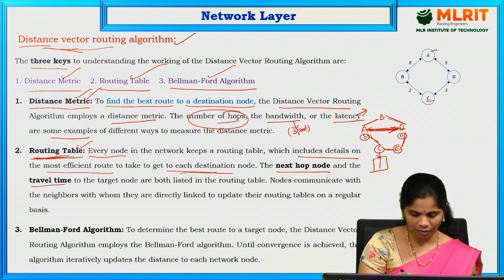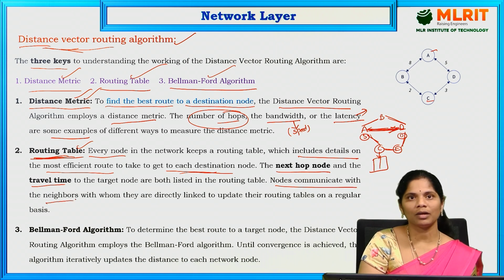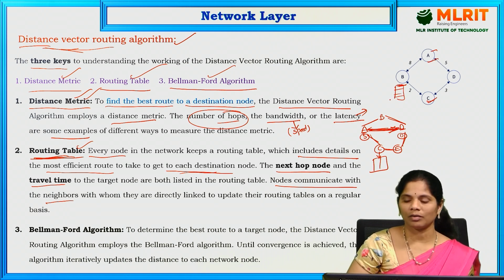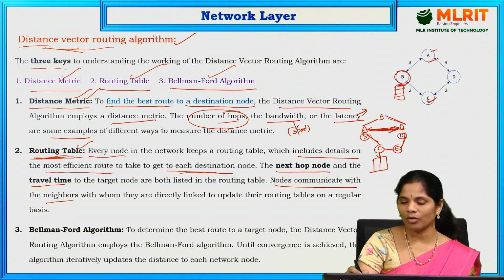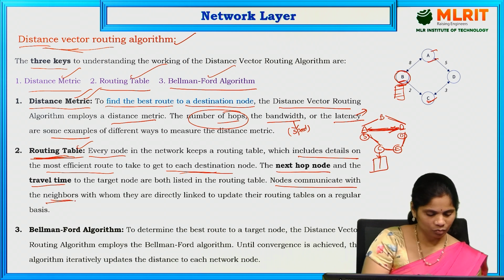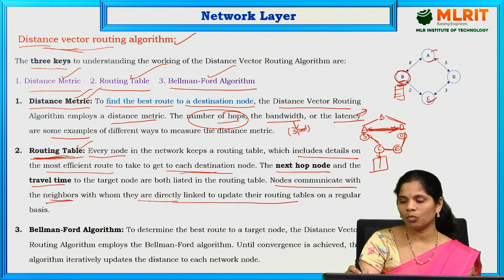Nodes communicate with their neighbors. Which nodes communicate with a particular router? Suppose you want to talk about B. The neighboring nodes of B are A and C. The router has information about which nodes are its neighbors, the nearest nodes to that particular node. Those are the neighbors, directly linked, with whom it updates its routing table. That means B is connected to A and C.